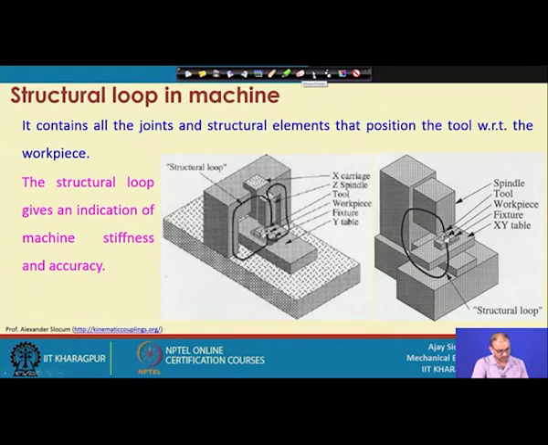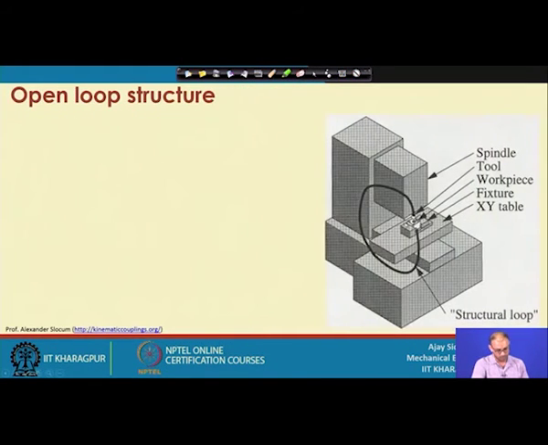So, these are the two structures. Let us discuss these two structures first. This is called the open loop structure, because we have seen two structures earlier. This one is open loop, because in this whole structure you are not able to fix two things together here. This is the location of the workpiece and tool, and so this is called the open loop structure. So, what are the problems with the open loop structure and what are the good things?